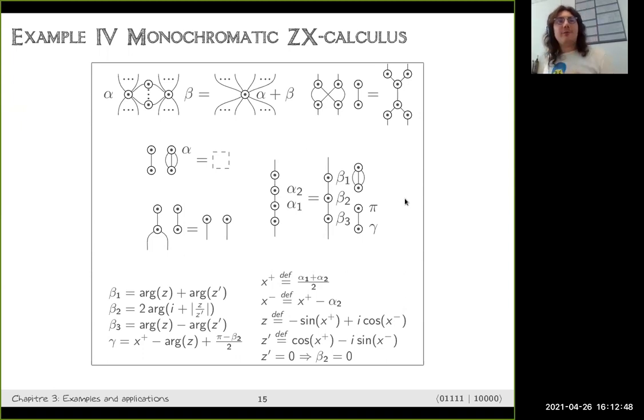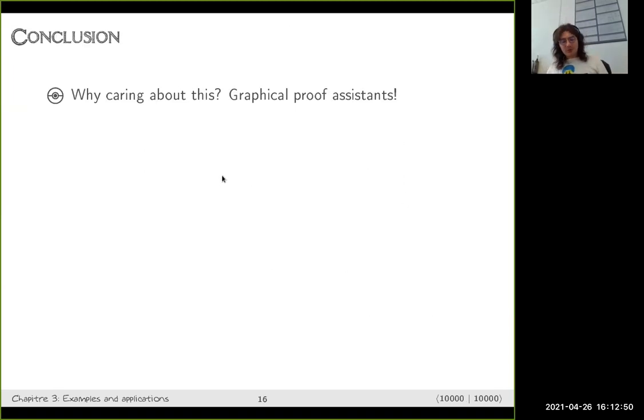Okay, so that's all. I have no more examples. So the main question is, why care about this? In fact, I really care about this, not only because of OTM, but because of graphical proof assistants.